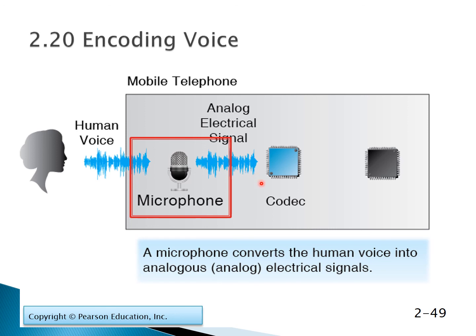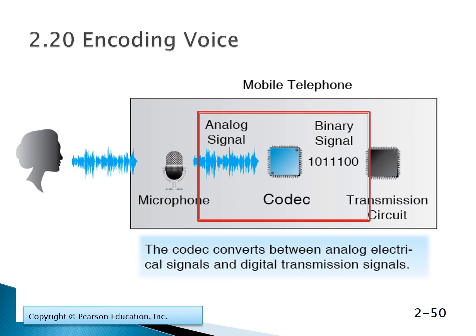So we have to go through another process called the codec. The codec converts the analog electrical signals into digital transmission signals, or it can also do it the other way. Codec stands for coder-decoder, so you can do it either way. You can change it into binary signals based on the magnitude of these analog signals, right? And then these binary signals are just bits, so they can be sent through the network.